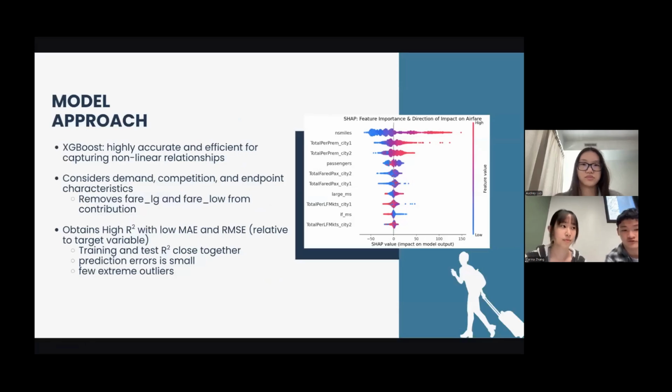We modeled the fare prices using XGBoost, which is designed for high performance and efficiency, which makes it great for our supervised regression task. We removed the variables fare large and fare low, since those variables are very closely tied to the fare itself. As a baseline, we also trained a random forest model, but we found XGBoost to be more performant. Our final model suggests that the model is properly fitted and that overall prediction errors remain small based on the R-squared score, MAE, and RMSE.